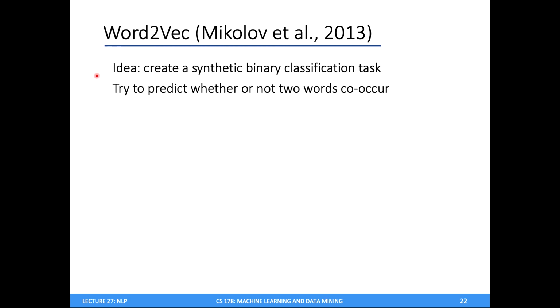So let's see the idea behind word2vec and what we actually do in practice. We're going to create a synthetic binary classification task. And what I mean by synthetic is we're just going to make it up. So we have some big data set of text, maybe we download all of Wikipedia or something like that. This is not a classification problem a priori. We don't have labels, but we're going to make it into a classification problem, where our goal is to predict whether or not two words co-occur in my data set. And by co-occur, again, I just mean words that appear close to one another in sentences.